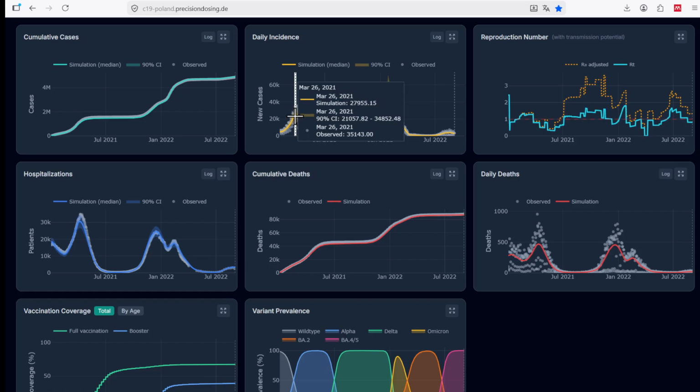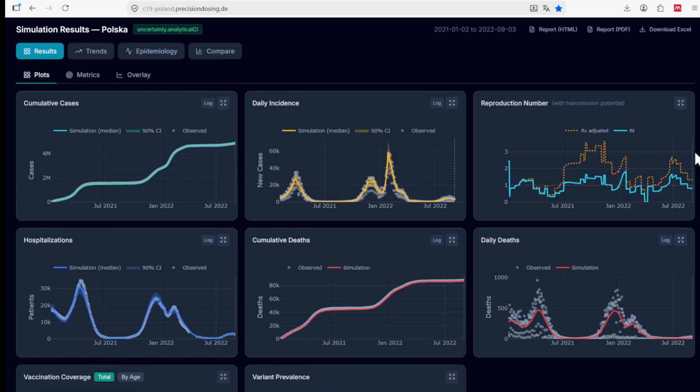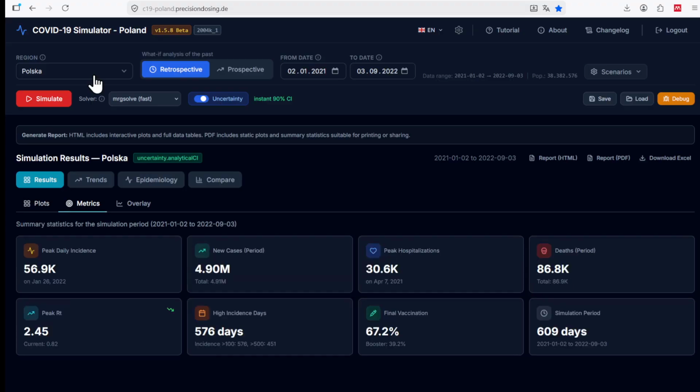In the Metrics subsection, you can find various summary metrics, such as the highest incidence simulated during the simulation period or the total number of new cases.